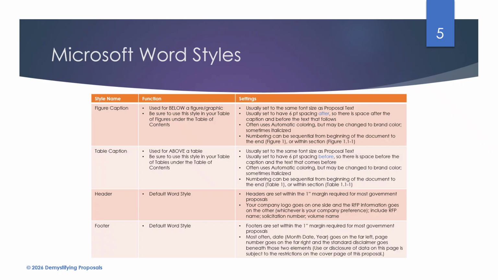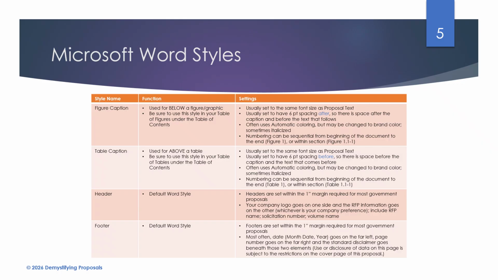Header is also a default Word style. It's usually set up within the top 1-inch margin required for most government proposals. You put your company logo on one side and the RFP information on the other side of the header. Whichever way you want to do it, if you put your logo on the left and the RFP information on the right or vice versa, it's completely up to you in terms of your brand. But make sure that you're consistent across your proposal. So set up your header that way.